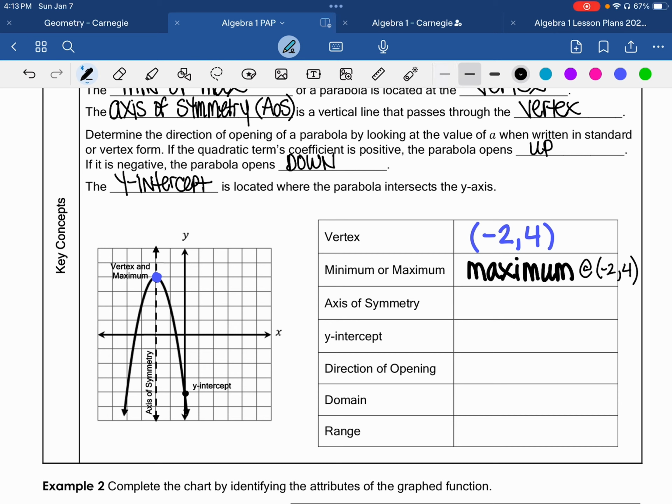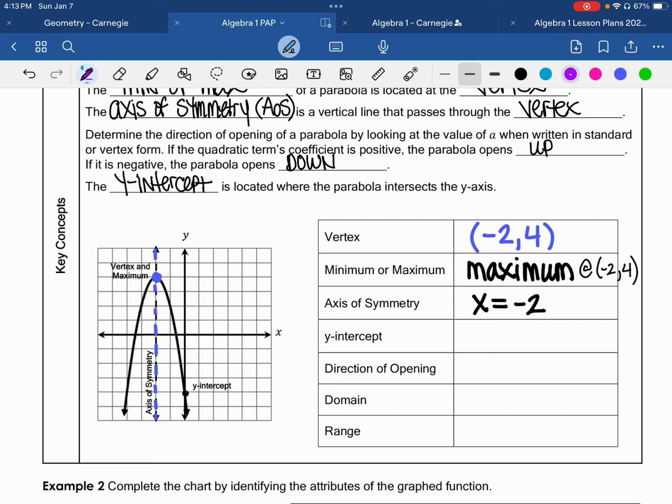My axis of symmetry will be x equals -2, because my axis of symmetry is this line right here that is going vertically through my vertex. And I am using the x value. Notice I'm using the x value from my ordered pair to draw that line, because it is x equals. And it will always be x equals.